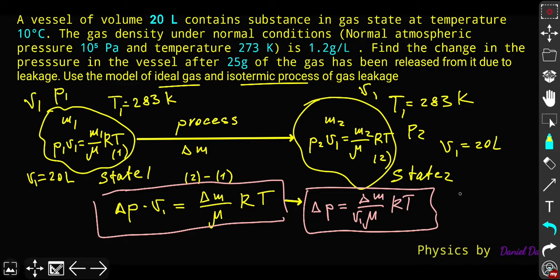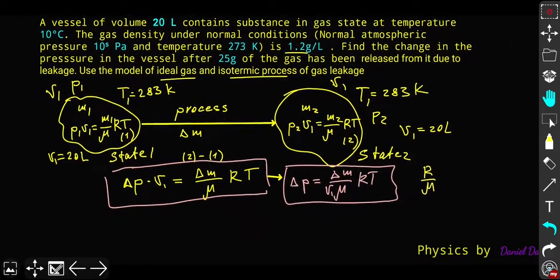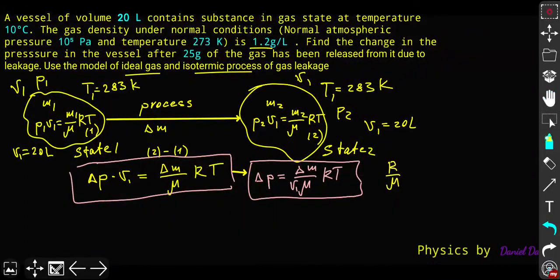So we need to define basically the molar mass. It's always better to maybe express R over molar mass. How can we do that? We're given normal atmospheric pressure and temperature 273, and we are given a density. All right, so we have density, we can operate with that. What we can do, we can simply write normal conditions. So using normal conditions for the same gas, we can write the following.